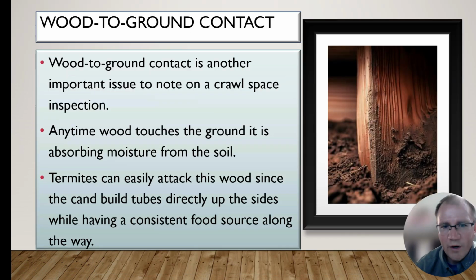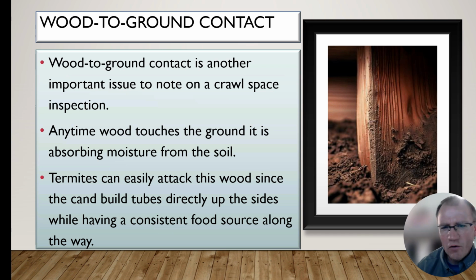Let's take a look at wood-to-ground contact. Wood-to-ground contact is another important issue to note in a crawl space inspection. Anytime wood touches the ground, it is absorbing moisture from the soil. Termites can easily attack this wood since they can build the tubes right up the sides while having a consistent food source along the way.